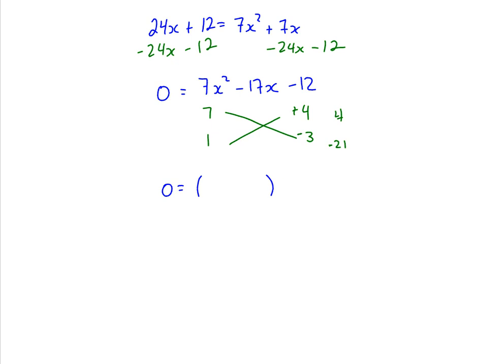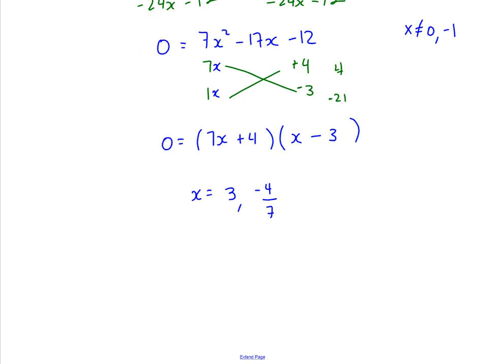So the factors in this case are 7, right? Your x's go here. 7x plus 4 and x minus 3. What were my MPVs? 0 and -1. What do I get for my solutions here? 3 and -4/7.